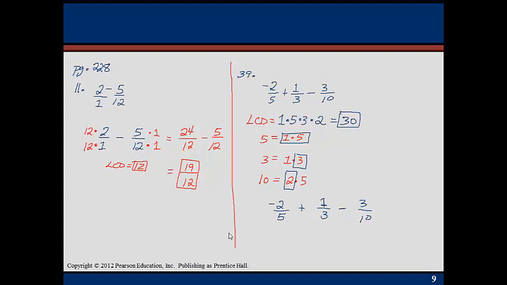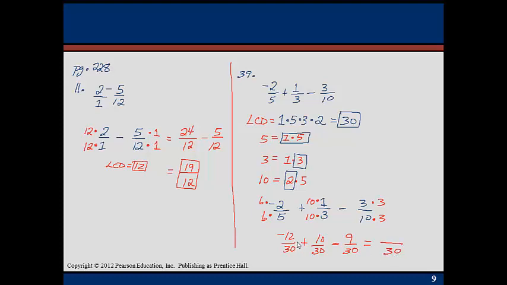So now we need to make all the denominators 30. So 5 times 6 will make that 30, which means we also multiply the number up top by 6. 3 times 10, so we're going to do 10 times 1. And then 10 times 3, and then do 3 times 3. So you end up with negative 12 over 30 plus 10 over 30 minus 9 over 30. Keep the bottom number the same, so there's your 30.